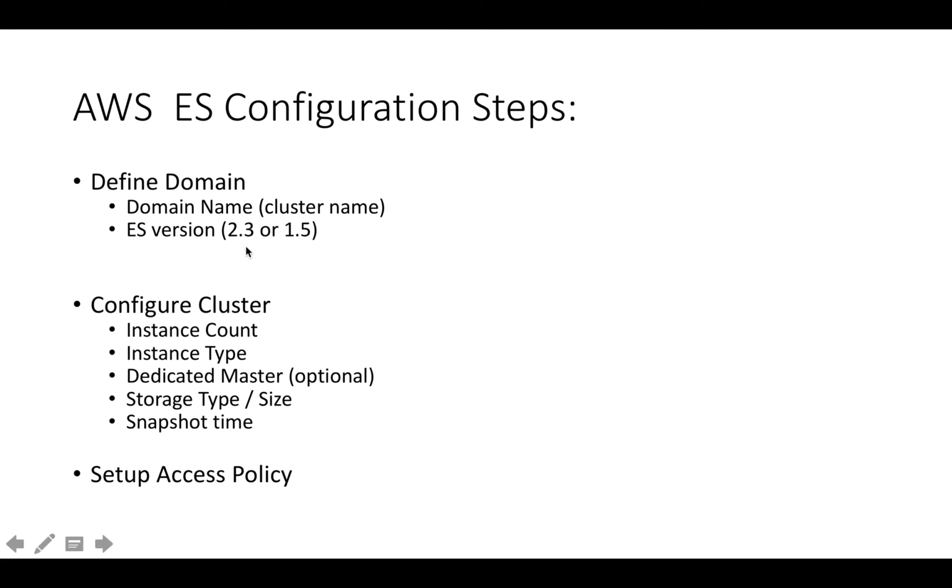But if you want, you can install it yourself directly on an EC2 instance. But the managed service as of today has only these two versions. And when you configure a cluster, these are all the things you are going to configure: instance count, type, whether you want a dedicated master, and finally a policy for who can access from which IP, all those things. So that's pretty much it for the slides. Let's go to the actual demonstration.